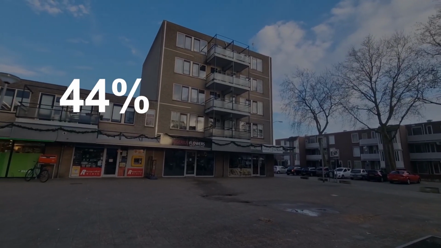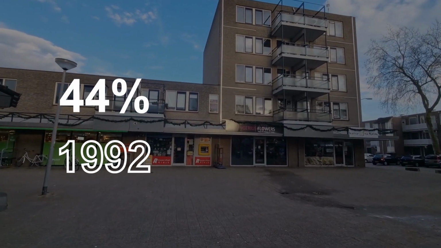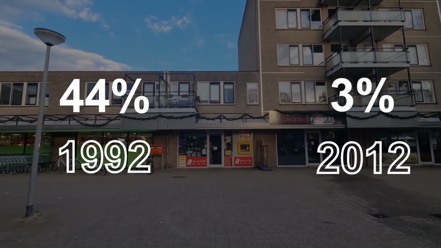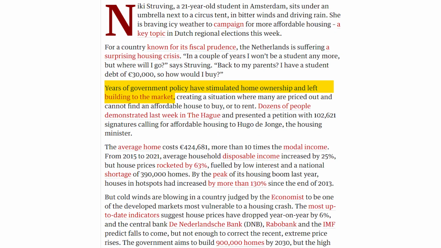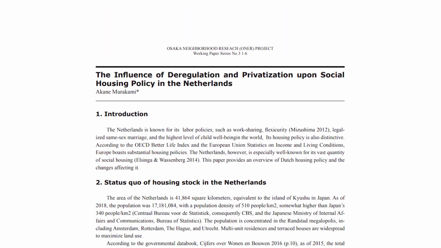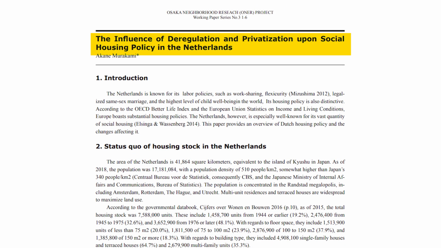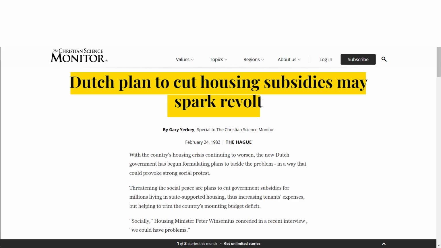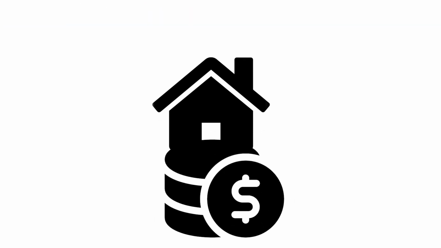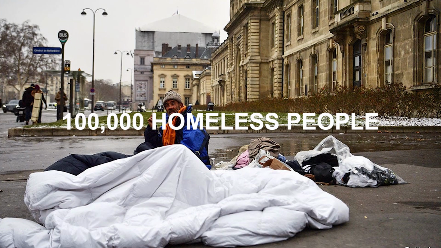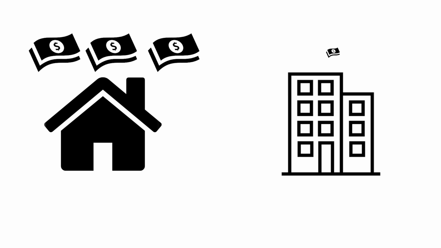In the Netherlands, social housing went from 44% of all housing in 1992 to just 3% in 2012. Urban geographer Cody Hochstenbach explains in his book that the Dutch housing crisis is due to government policies that pushed home ownership. These policies led to the privatization of social housing, cuts to subsidies for housing cooperatives, and removal of tenant protections and rent controls. Because of this, house prices and rents in the private sector soared. Now there are 100,000 homeless people in the Netherlands, and homeowners are much richer than renters.